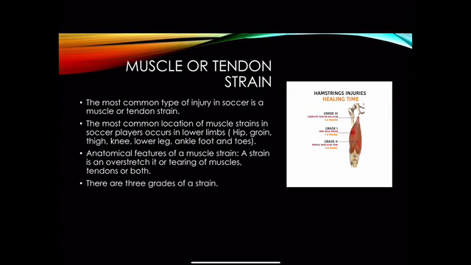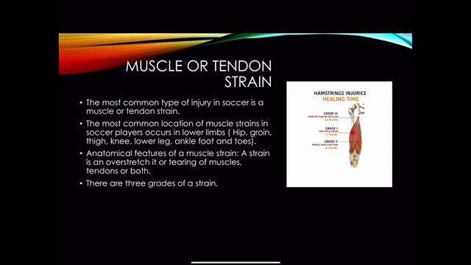It's the most common occurrence in soccer for an injury. The most common location of muscle strains is in the lower body, lower limbs, for example, hip, groin, thigh, knee, lower leg, ankle, foot, and toes, which makes sense because most of soccer is played with the lower body. There is upper body contact, but most of the contact is done with the feet and legs.